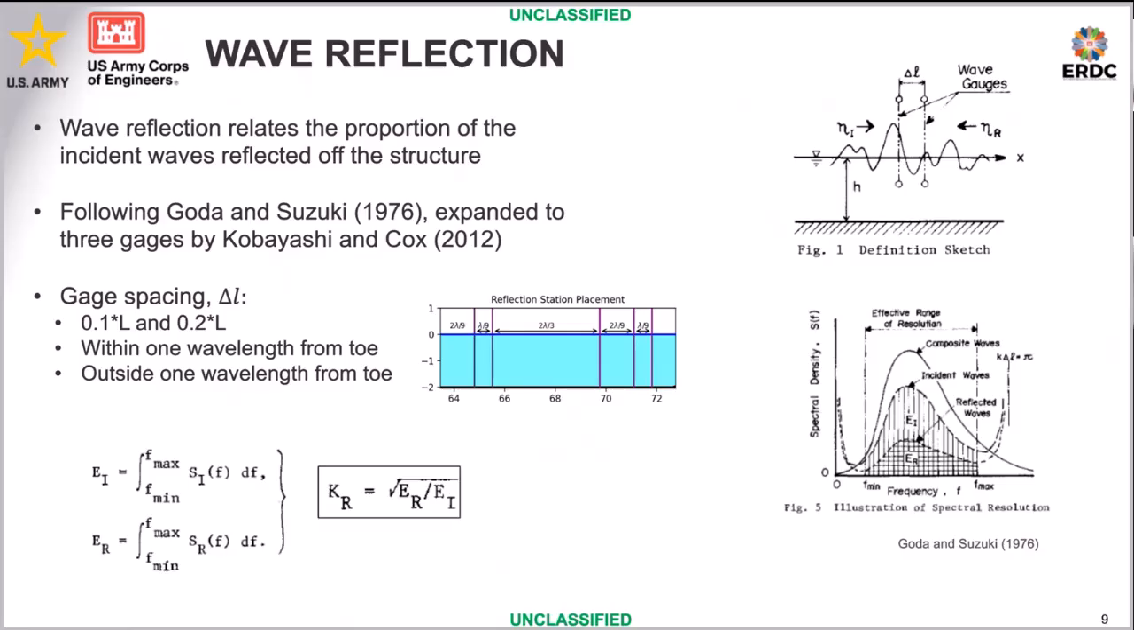And I placed 2 sets of gauges, one set of gauges inside 1 wavelength from the toe of the structure, and then 1 set of gauges spaced as such outside 1 wavelength from the toe of the structure. And that scales as we change the wave conditions with period and water depth. Those placements will scale with that. That's wave reflection. That's how we did it.